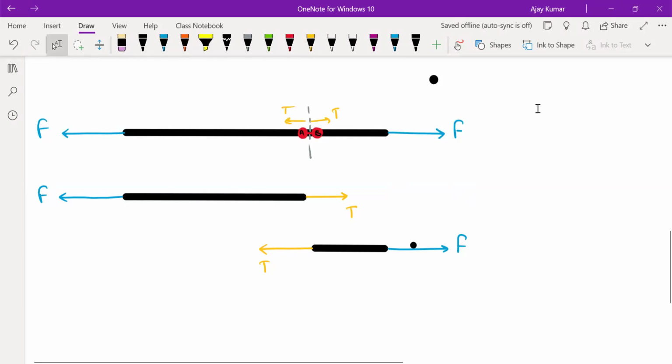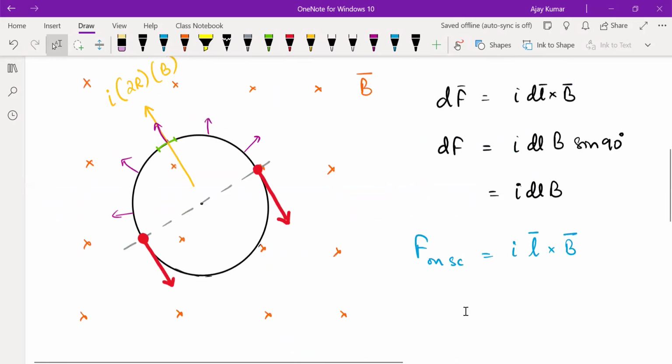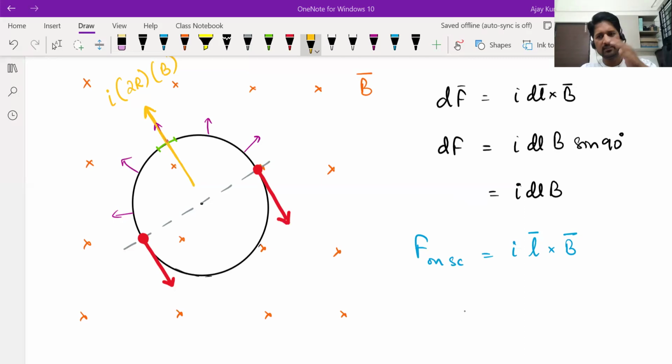Now come back to the question. There are small forces, dFs, acting everywhere on this loop. But if you think of it as two semicircles, the sum of all dFs acting on one semicircle we have indicated with that yellow vector. Due to that yellow magnetic force, that semicircle should have gone off that way, but it is not going. Why? You can imagine it like this.